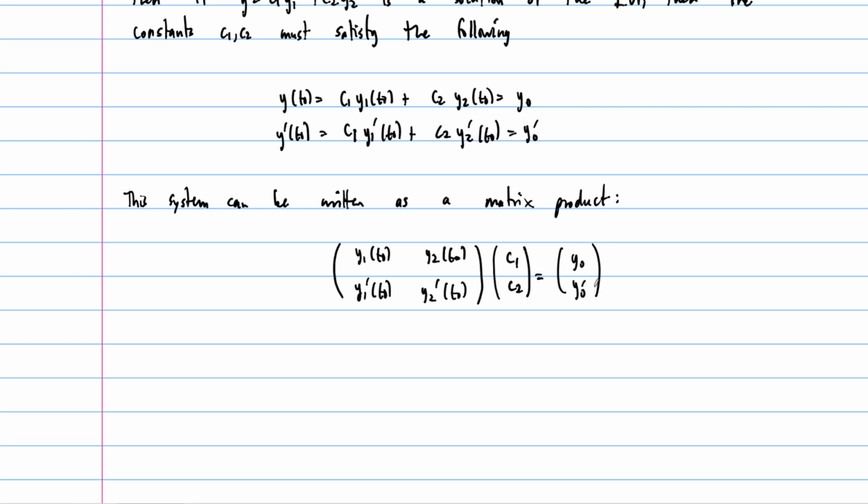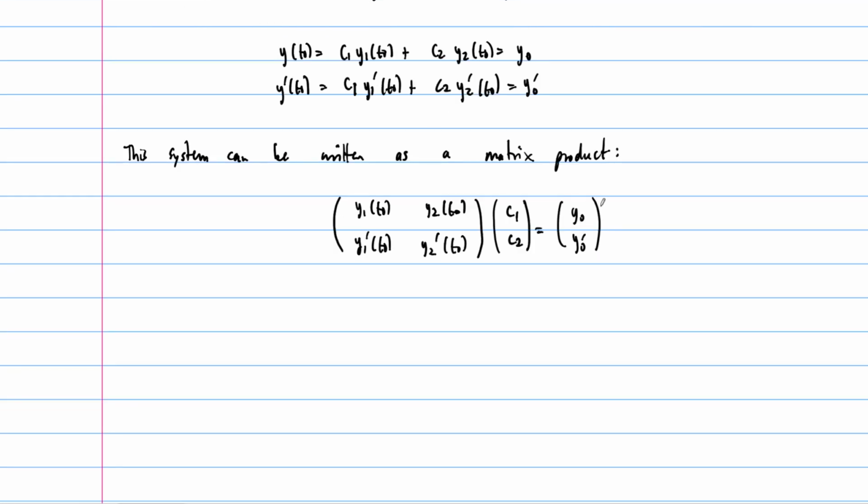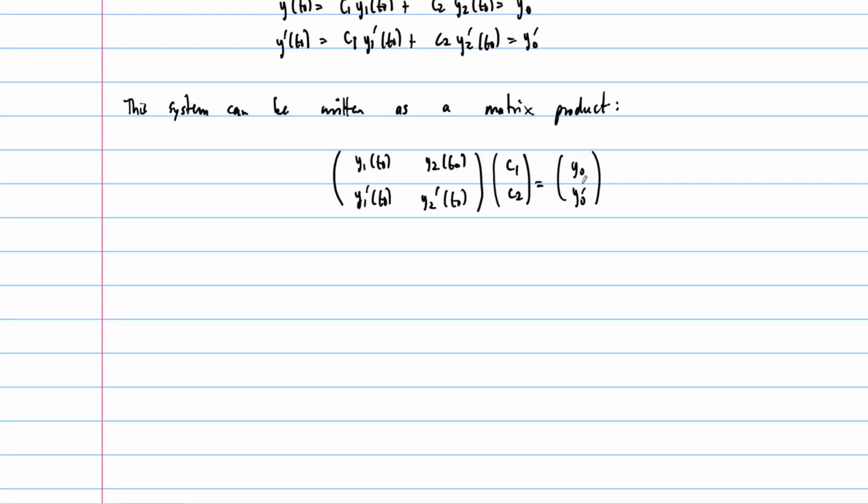And so this can be solved by Cramer's rule. So we'll call this matrix W, and then this is our vector C, and this is our vector of initial conditions. Let's call it B. So this system, W times C equals B, can be solved by Cramer's rule, provided a couple things happen.